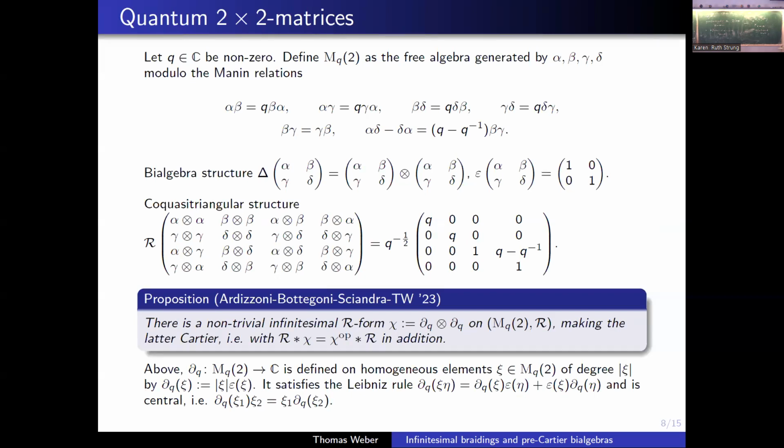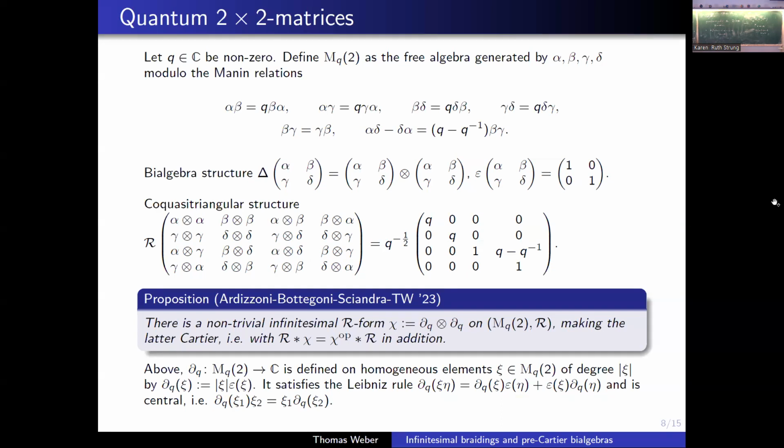And you can show this is even a bialgebra using this matrix coproduct here, and the epsilon, which is defined on generators like that. Furthermore, you can show that you have a co-quasi-triangular structure. Here, "co" really means this is the linear map from H tensor H to K that gives you the braiding for the comodules. And the formula on generators is written here.